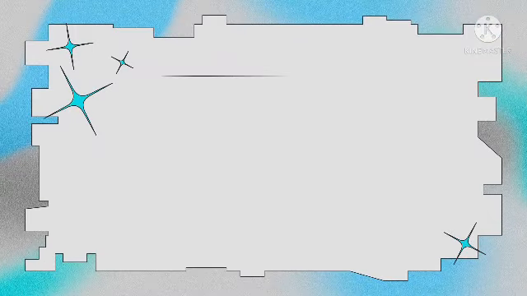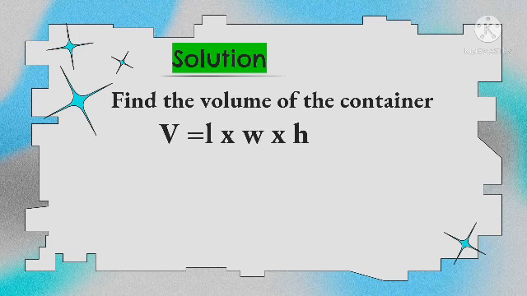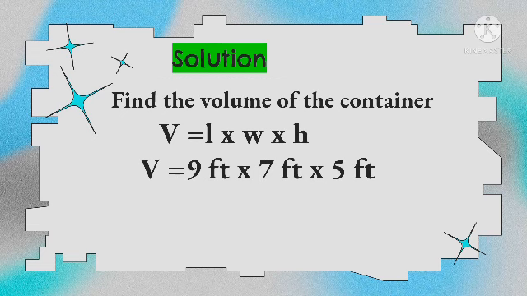So, our solution will be, we will first find the volume of the container. So, let's find first the volume of the container kasi yun yung maghahakot, 'di ba? Okay, so the volume of the container is applying the formula V equals L times W times H, then substitute the given values to the formula. So, V equals 9 feet times 7 feet times 5 feet. Ito yung dimensions ng container. So, the volume is 315 cubic feet.